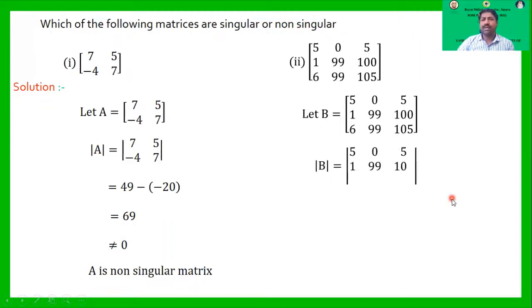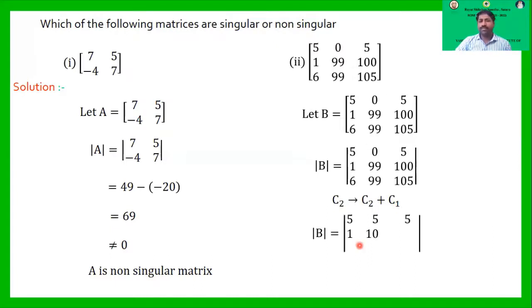Now its determinant value. If we add the first column to the second column, then 5 plus 0 is 5, 1 plus 99 is 100, and 6 plus 99 is 105. So here C2 and C3 will be equal, and if in any determinant two rows or two columns are identical, then the value of the determinant is 0. So here we use a column transformation, that we add C1 to C2.